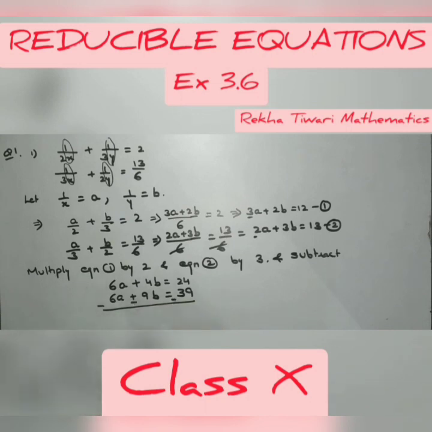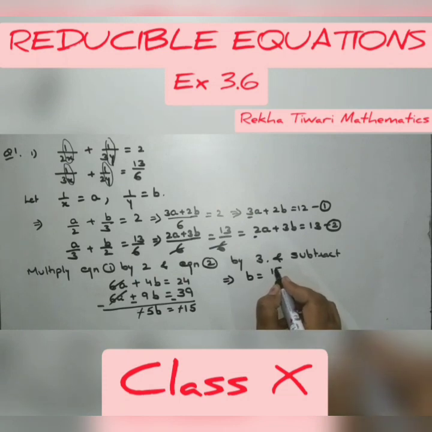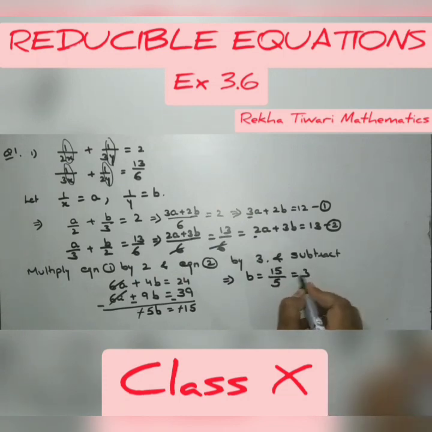Minus, minus, minus. Change the sign. 6a cancels 6a. 4b minus 9b gives you minus 5b. And 24 minus 39 gives you minus 15. Minus cancels. This implies b is equal to 15 by 5, that is equal to 3. So b is equal to 3.